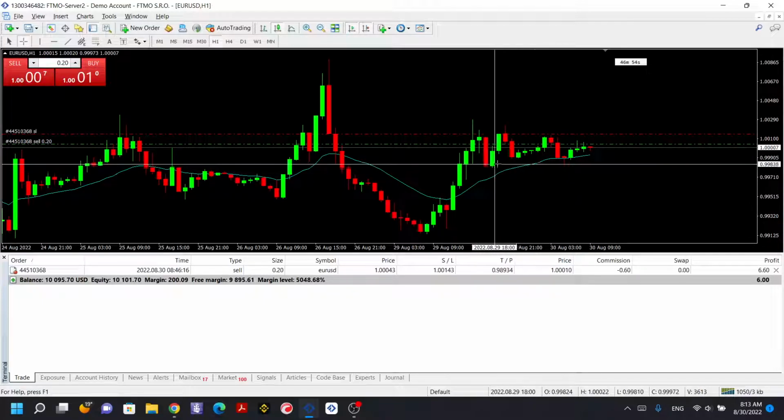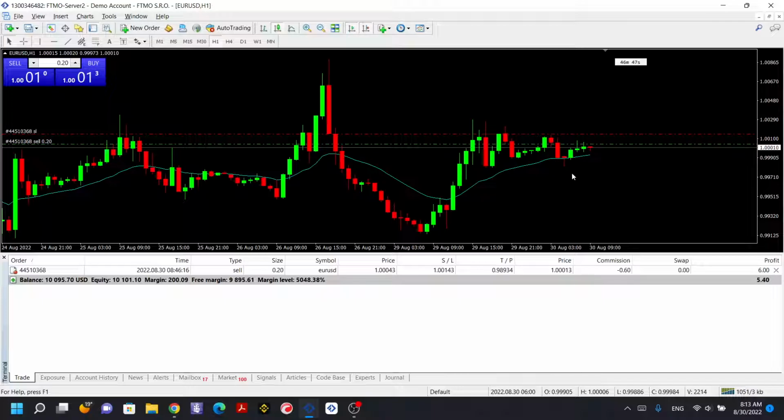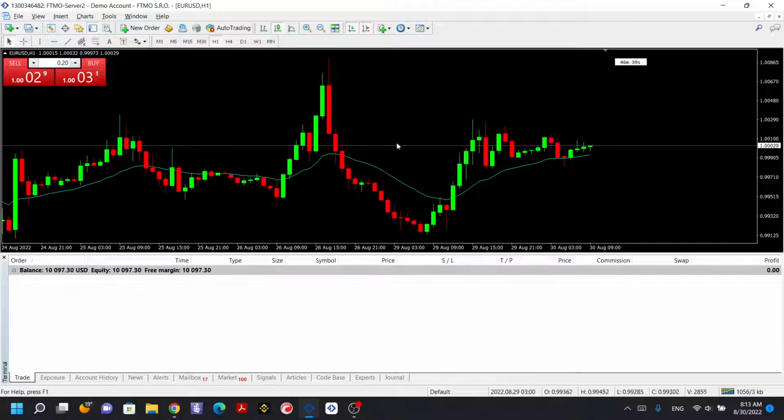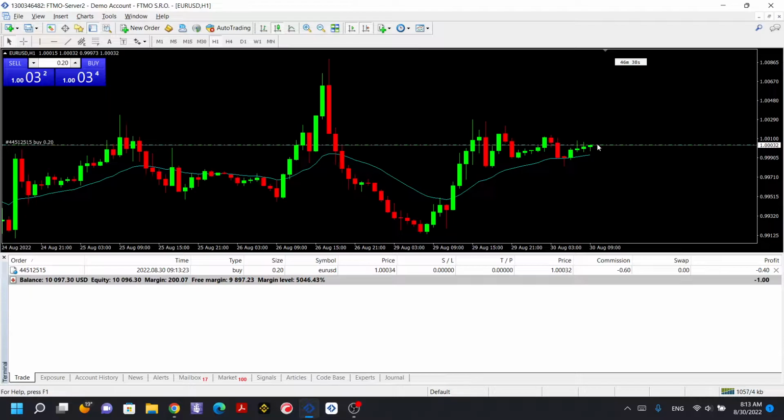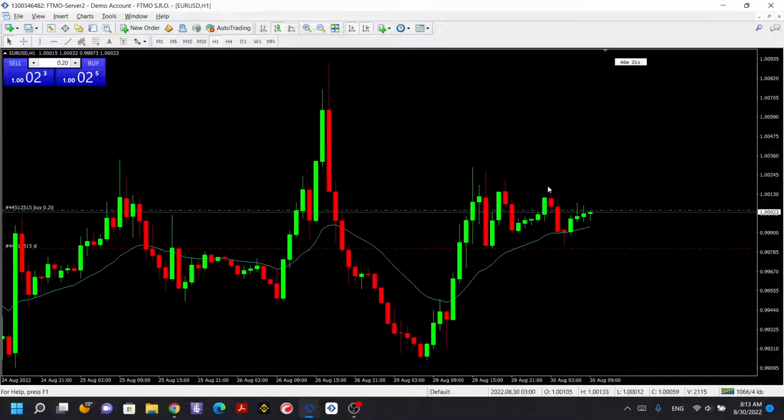Plus, the market is holding above the 1 hour moving average. Okay, I took a long position here, and I'm immediately trapped, but I'll just wait.